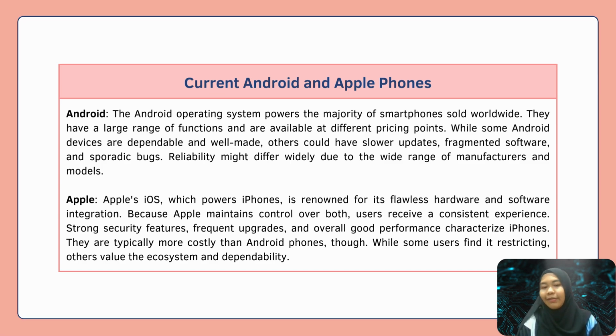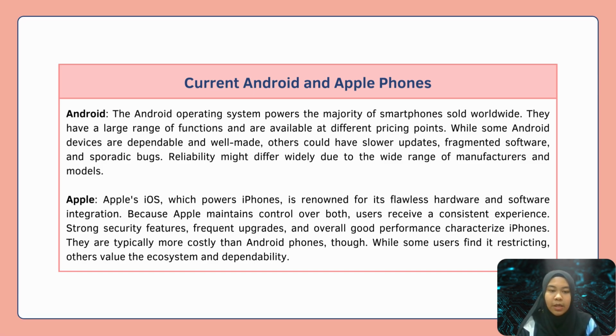Meanwhile, in current Android and Apple phones, for Android, the Android operating system powers the majority of smartphones sold worldwide. They have a large range of functions and are available at different pricing points. While some Android devices are dependable and well-made, others could have slower updates, fragmented software, and sporadic bugs. Reliability might differ widely due to the wide range of manufacturers and models.